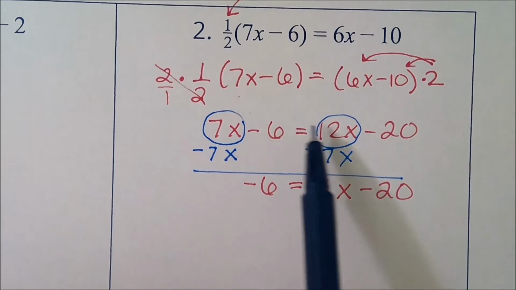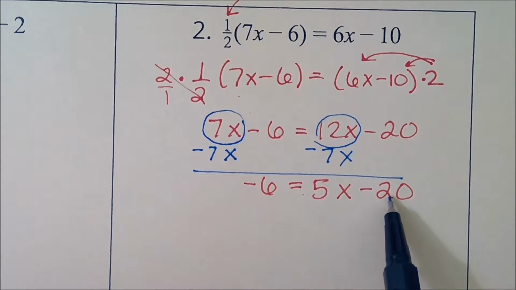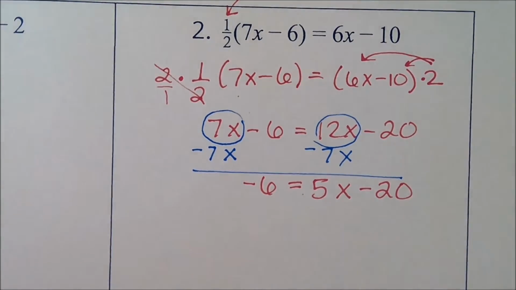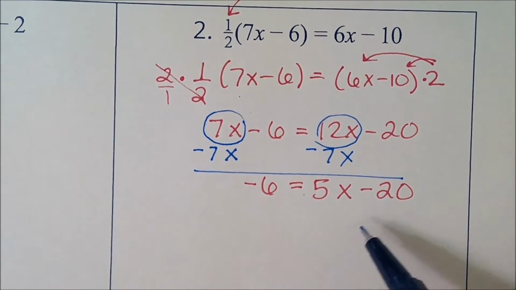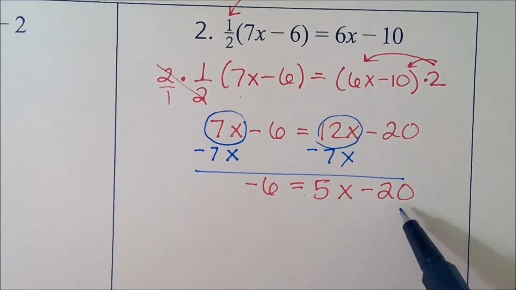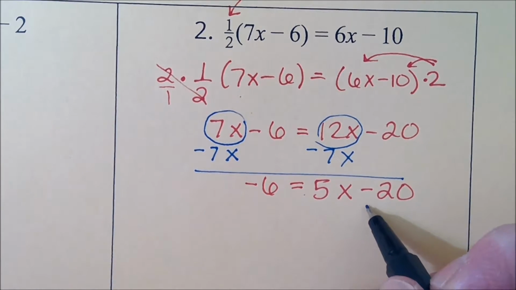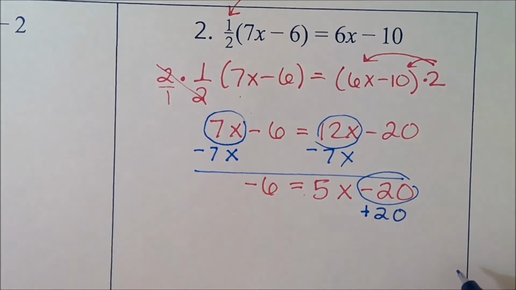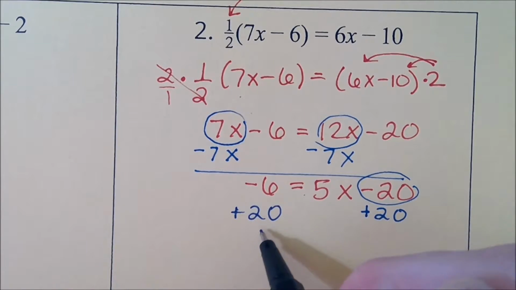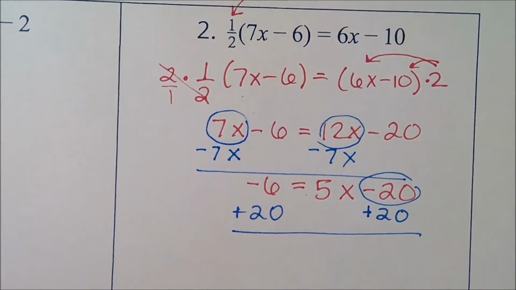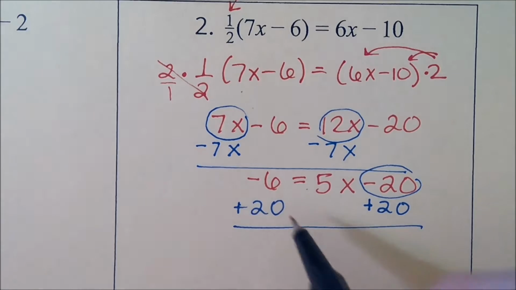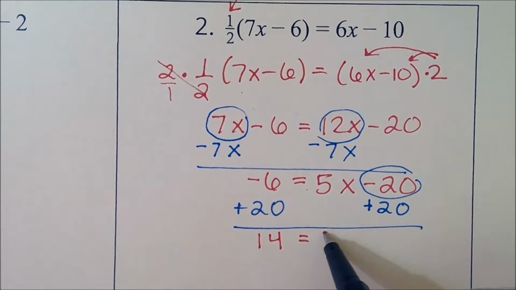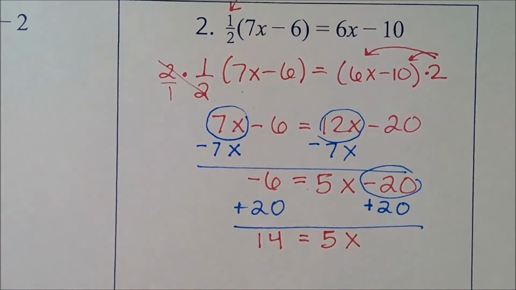So now that I got all my x's to the right, I want to take this constant and get rid of them on the right so that I have only numbers on the left. So if you can picture the hanger, I've got 20 negatives on the right-hand side, so I want to get rid of them. So the best way to get rid of the 20 negatives is to add 20 positives. So on the left-hand side, 6 negatives, 20 positive is 14 equals 5x.